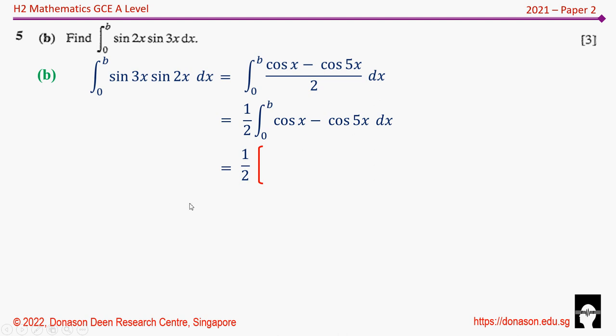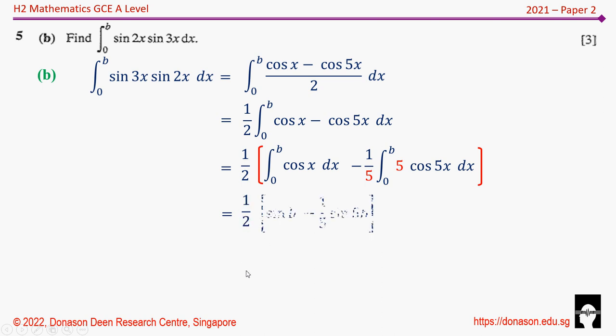Cosine x, if we integrate, it's going to become, so I'm splitting it up first, because of the cos 5x I want to put a 1/5 and have 5 inside. So I put it as minus 1/5 and 5 cos 5x dx. So I have split this up, that's all. If you can do it straight, then go ahead and do it. So half, cosine x, when we integrate, is going to become sine x, right?